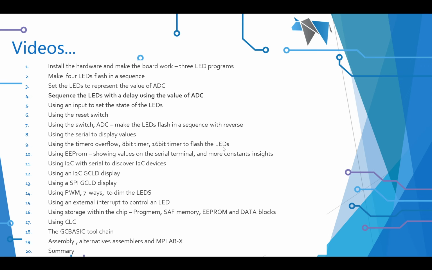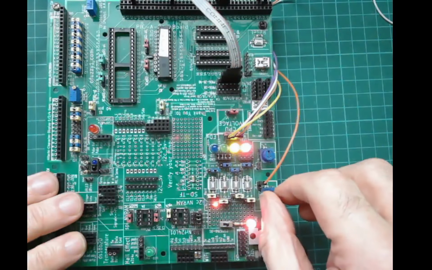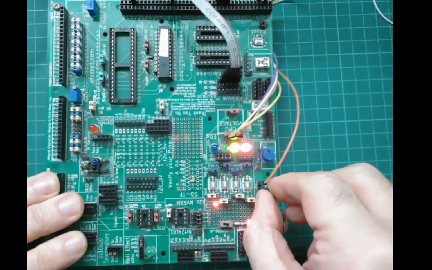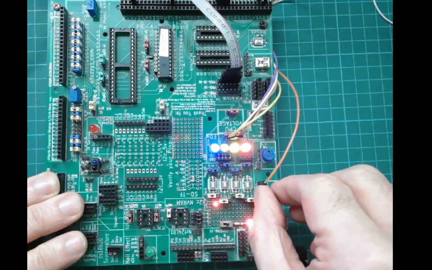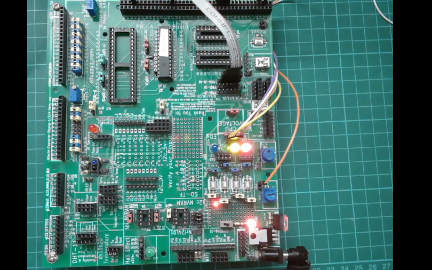So where are we? Number 4 of 20. So we've installed the hardware, got the IDE working, done some work with some LEDs. Last video, we left it like this. I'll just look at the desk cam. We left it like this, where we can rotate the potentiometer and 4 LEDs light up to represent the value of the ADC, and we used a particular command there.